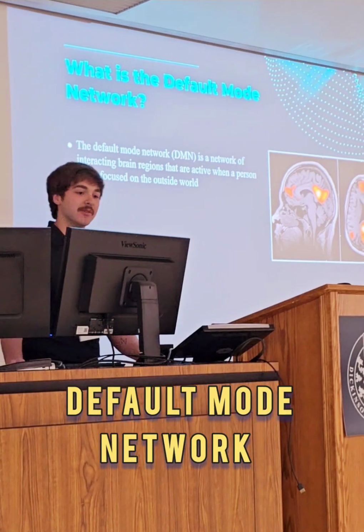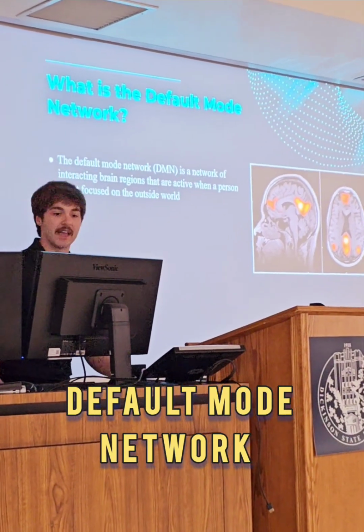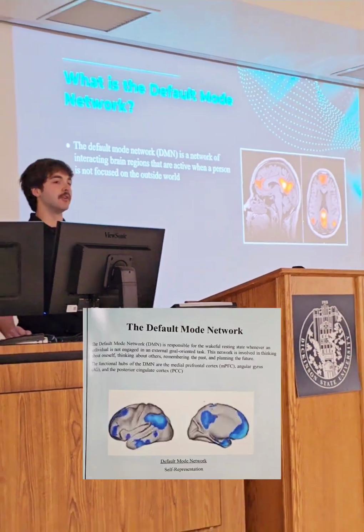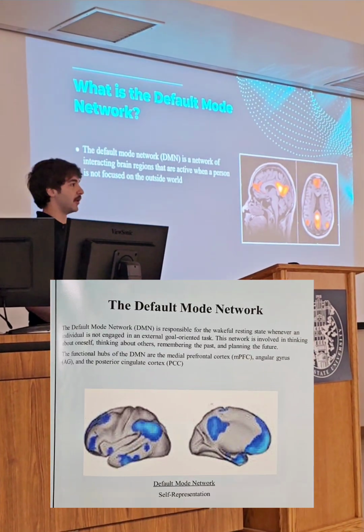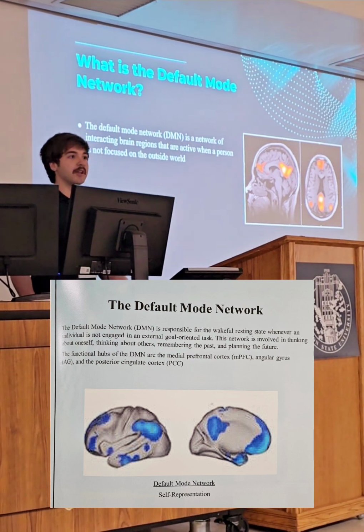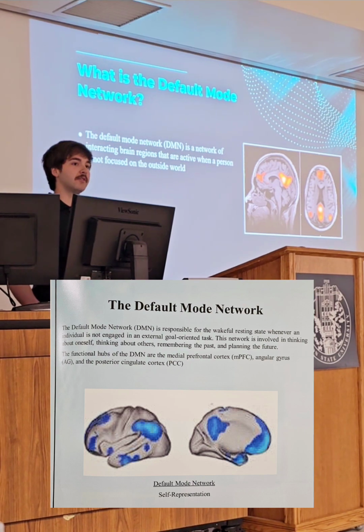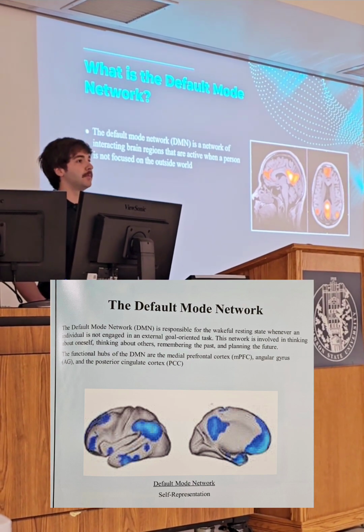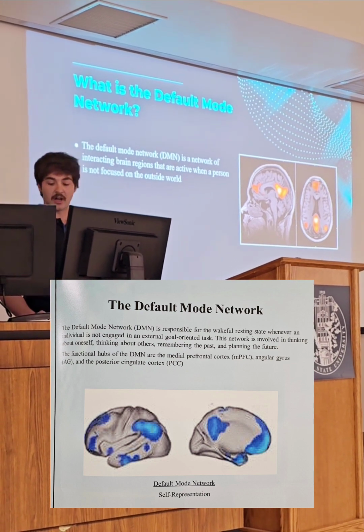The default mode network is a network of interacting brain regions that are active when a person is not focused on the outside world. It's active during a baseline period of rest, which is why it has the name the default mode network. It plays a role in the processes involving thinking about the self, thinking about others, remembering your past, and envisioning the future, amongst other things similar in content.